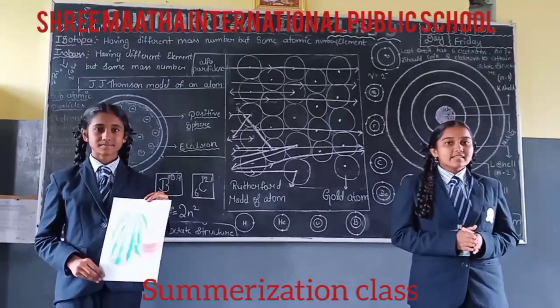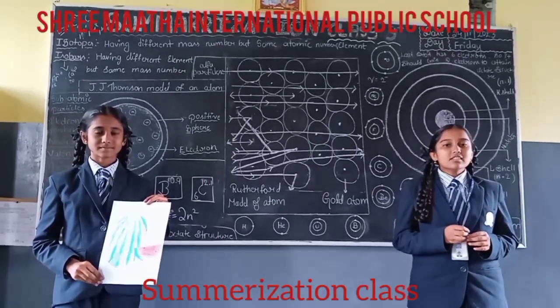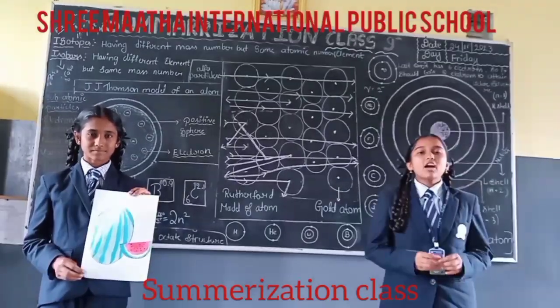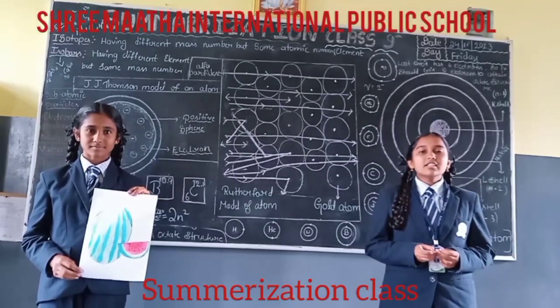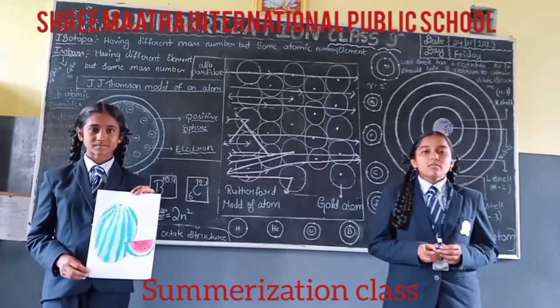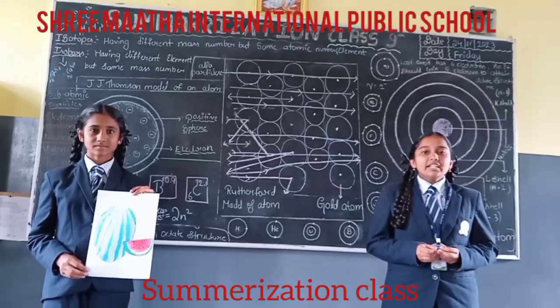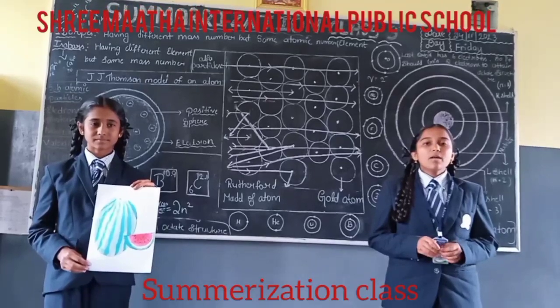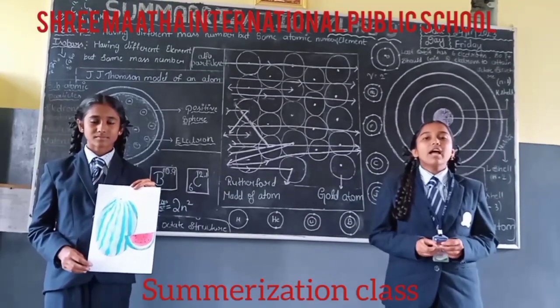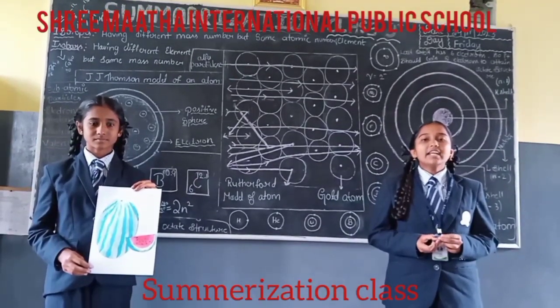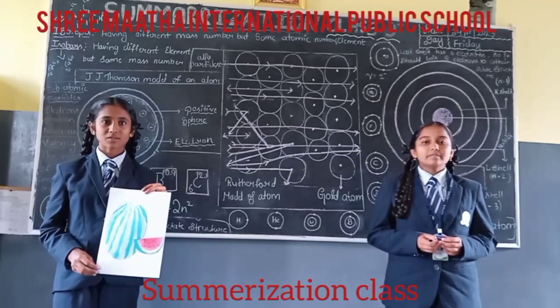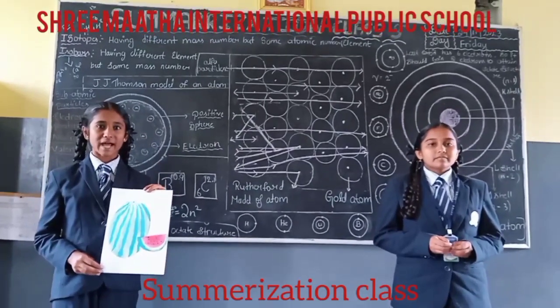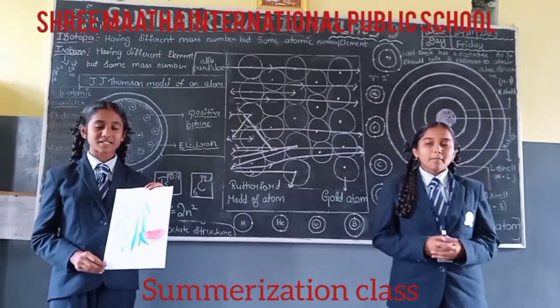Many scientists tried to give the structure of an atom. There are three models. The first one is J.J. Thomson's model. J.J. Thomson was born on 18 December 1856. He was awarded the Nobel Prize for the discovery of electrons. He died in 1940. Thomson proposed the model of an atom to be similar to a Christmas pudding.